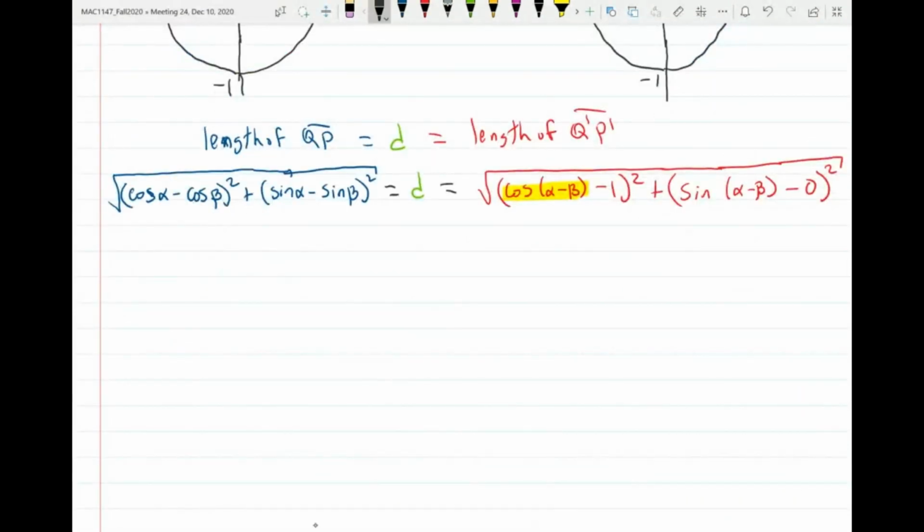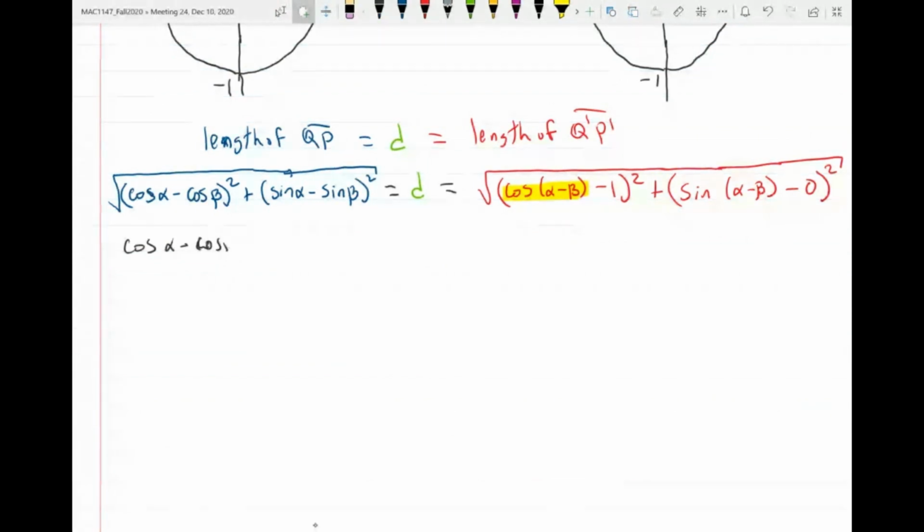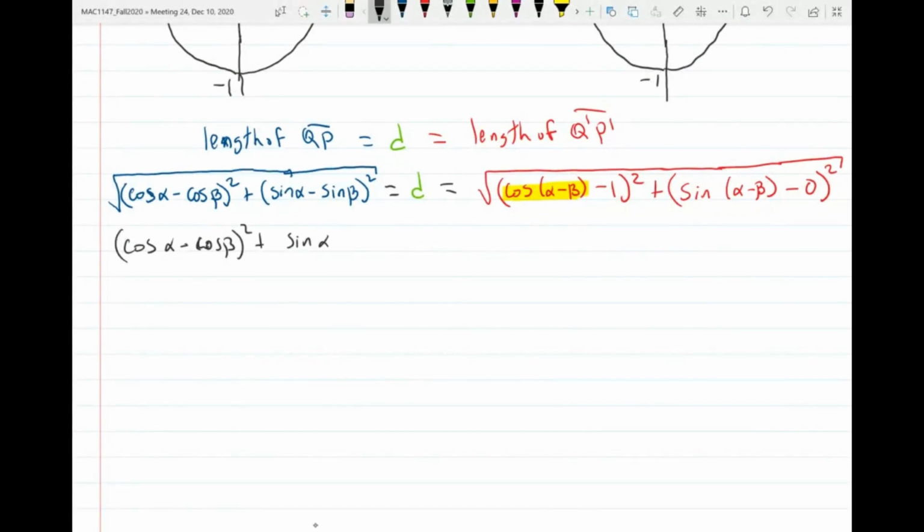Okay, so I'm going to square both sides so we get rid of the radicals. So we get cosine of alpha minus cosine of beta, squared, plus sine of alpha minus sine of beta, squared, and that's going to be equal to cosine of alpha minus beta minus 1, squared, plus, sine minus 0 is just sine, so that would be sine squared of alpha minus beta.